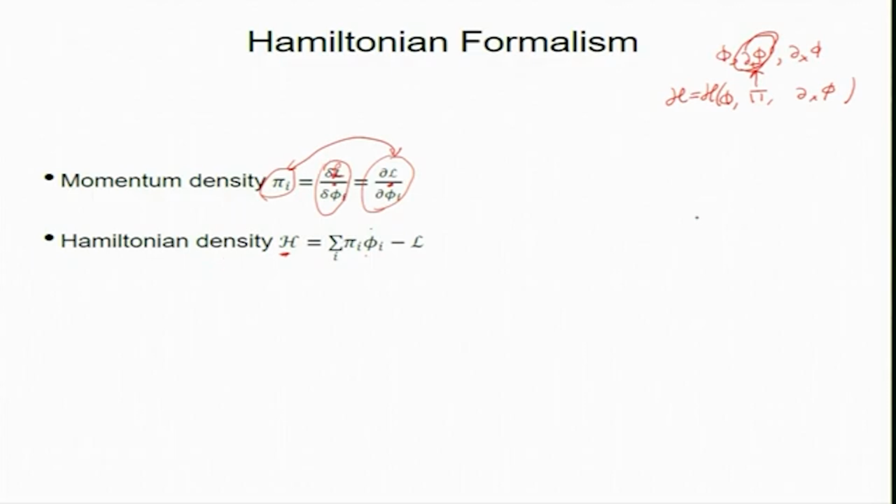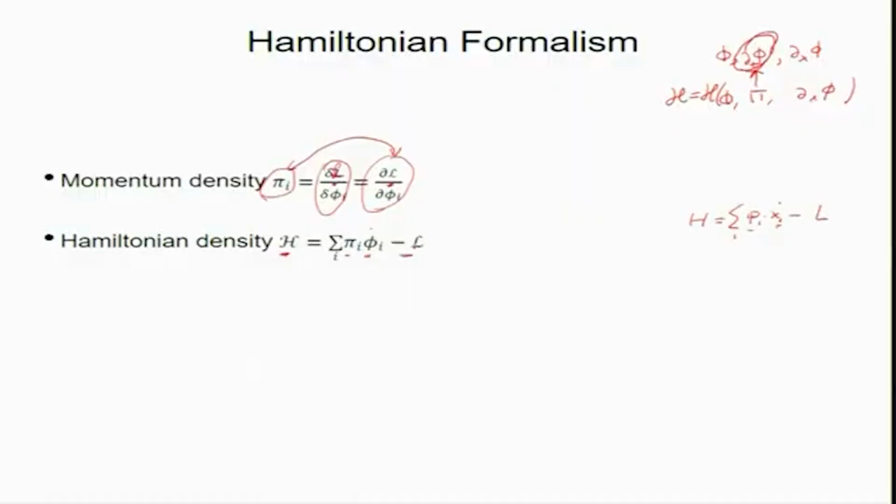If you recall, for particles, how do you write the Hamiltonian? H is the sum over all i of p_i x_i dot minus L, where i is a generalized coordinate. So here p is replaced by the momentum density, and x_i dot is replaced by phi_i dot. The i are components. Right now we have one component in our illustration, but I could have more components, minus the Lagrangian density, okay, straightforward.